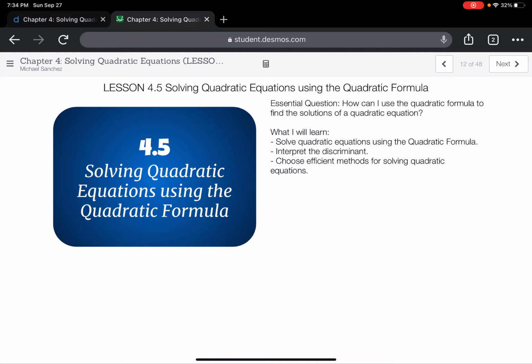Hello everybody and welcome to Chapter 4, Lesson 5, Solving Quadratic Equations Using the Quadratic Formula. The essential question for today is how can I use a quadratic formula to find the solutions of a quadratic equation? What you will learn is how to solve a quadratic equation using the quadratic formula, how to interpret the discriminant, and how to choose an effective method for solving quadratic equations.